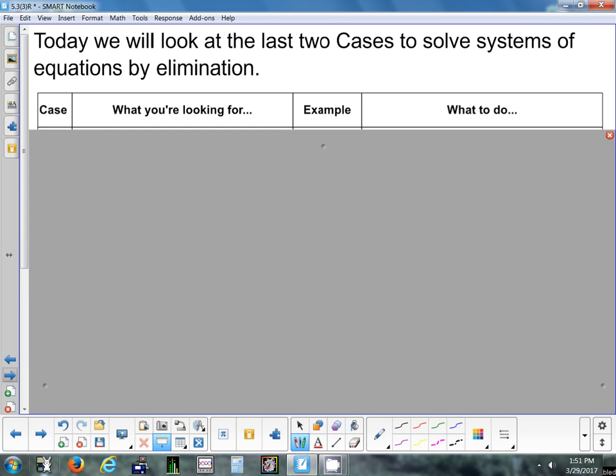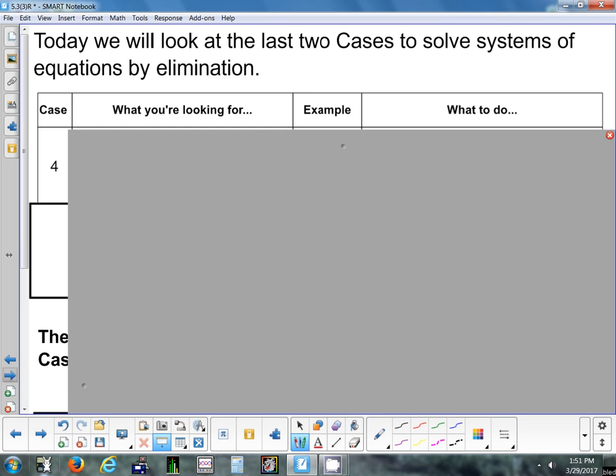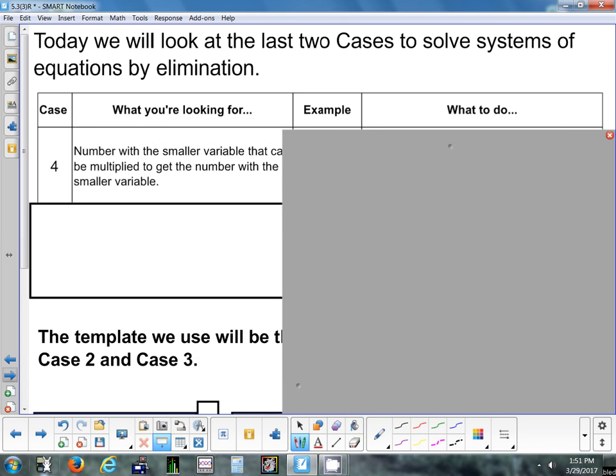Case number 4. Here's what we're going to look for. You're going to have a number with the smaller variable. You can take that number and multiply it to get the number with the larger variable. When I show you the example, that'll make sense. So the number with the smaller variable, you can multiply that by a number and it will give you the number with the larger variable.